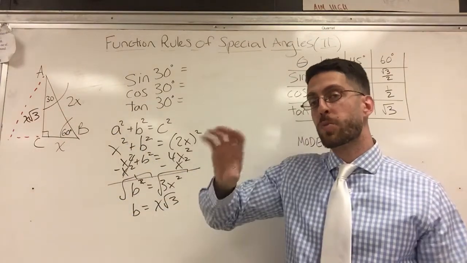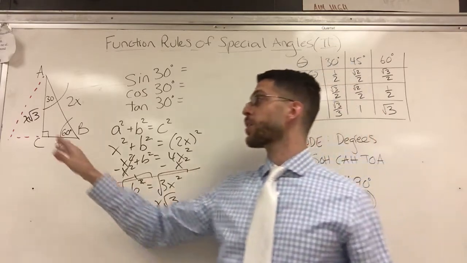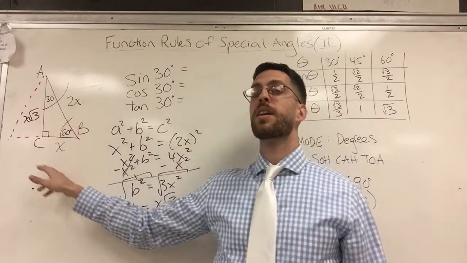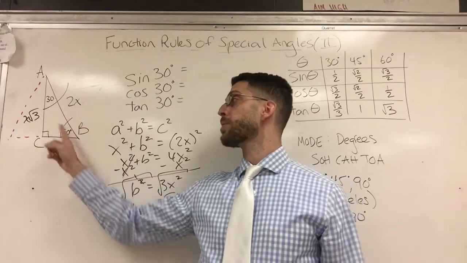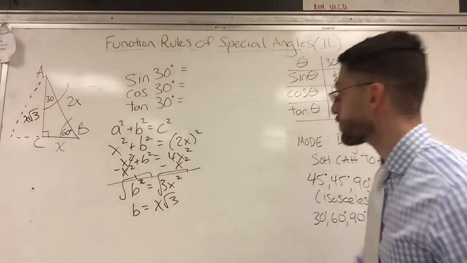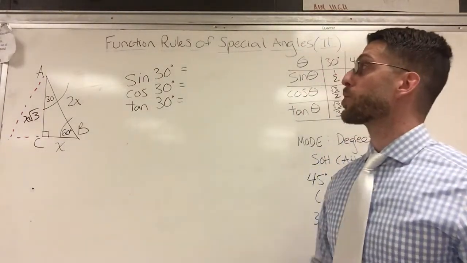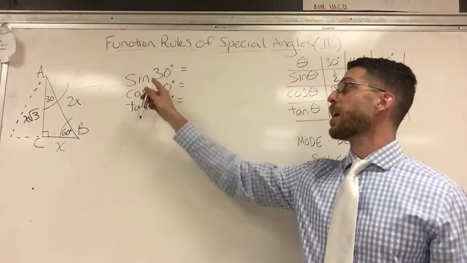Just be careful, if they spin the triangle, you have to spin your knowledge and understand opposite 30 is the x, opposite 90 is the 2x, opposite the 60 is the x radical 3, no matter how they spin it. Alright? So, let's figure out our ratios, also known as our functions. So what's the sine of 30?